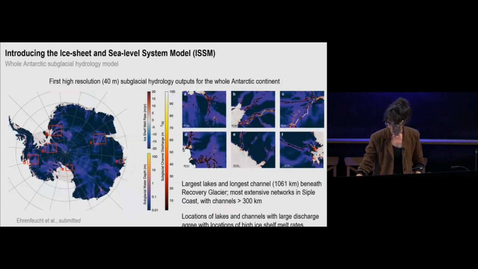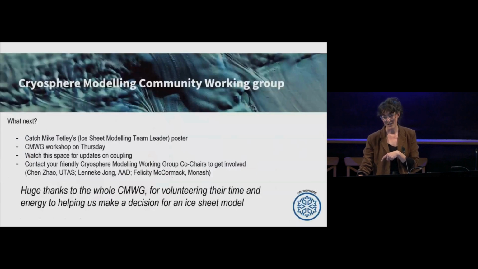And then finally, we've just had submitted the first whole Antarctic subglacial hydrology model from the ISSM version of GLADS at 40-metre resolution. It shows large lakes and long channels, and there's very good agreement between what this model configuration shows in terms of the location of lakes and where we expect to see lots of subglacial discharge. And this is going to be really important for initialising whole ice sheet subglacial hydrology models. So if you're an ocean modeller and you're interested in discharge and what that might do for plumes, this should hopefully be out soon. So I'll leave it there.